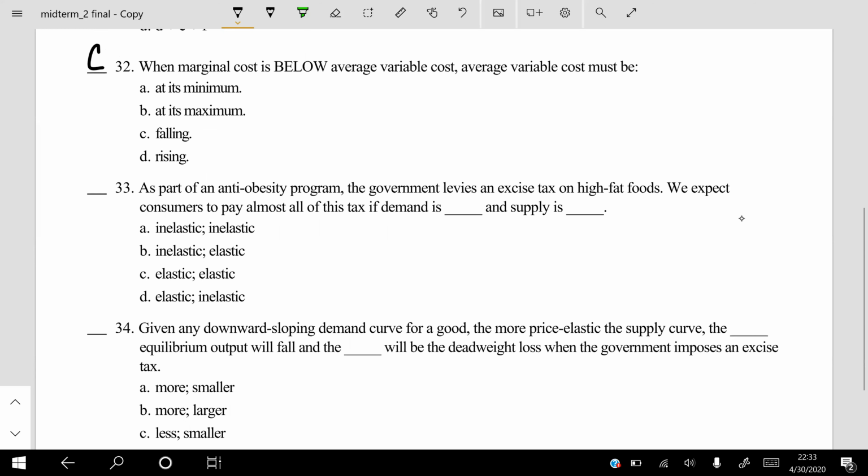As part of an anti-obesity program, the government levies an excise tax on high-fat foods. We expect consumers to pay almost all of the tax if the demand is blank and supply is blank. So if demand is inelastic and supply is elastic. Remember, the more inelastic party tends to pay the tax. That's the story of that.